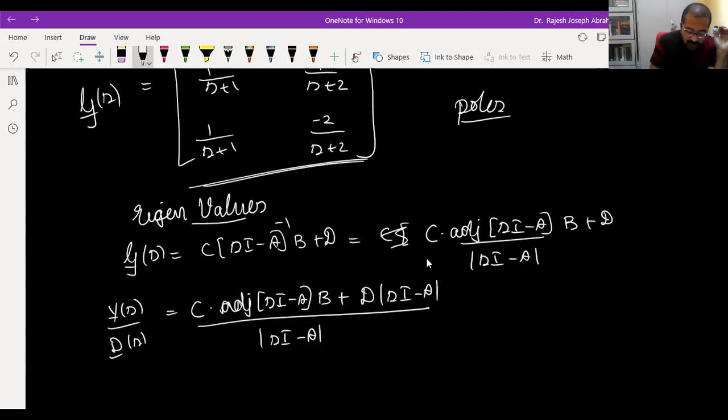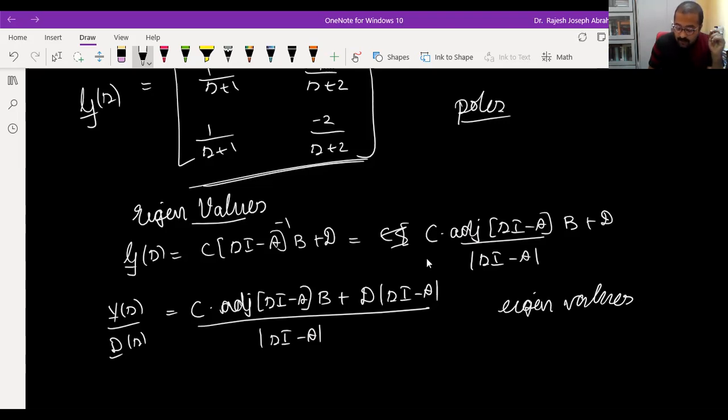So the denominator polynomial of this transfer function corresponds to determinant SI minus A. Roots of the denominator of the transfer function are poles, so roots of determinant SI minus A should correspond to the poles. But in matrix terminology, roots of this determinant SI minus A are called eigenvalues. So poles of this transfer function are the same as eigenvalues of determinant SI minus A equal to 0.